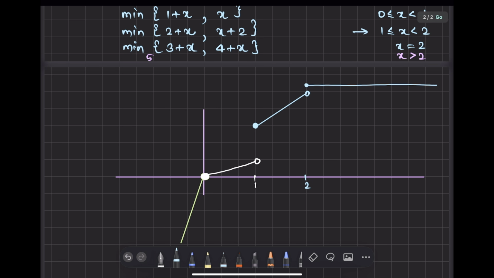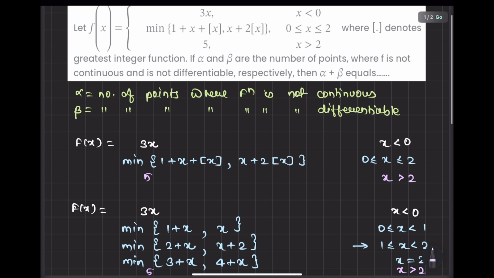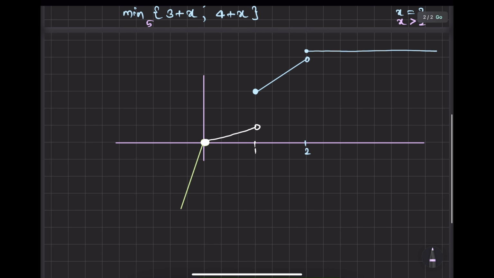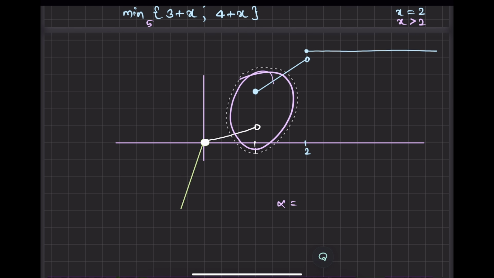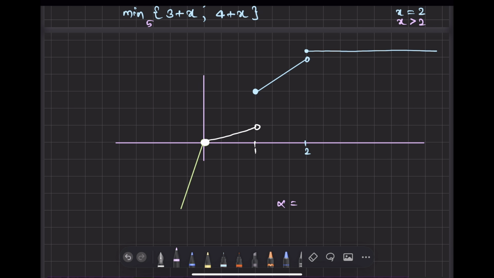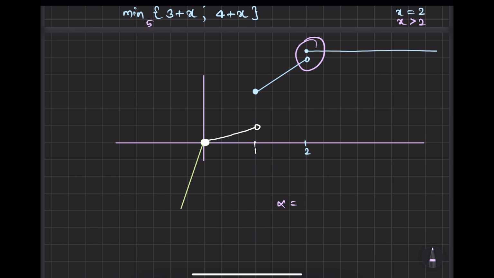Okay, now we have to answer. So focus on alpha, the number of points at which the function is not continuous. Continuous means what? If you can draw the graph without lifting the pen, it is continuous. So if you observe over here, you will lift your pen once. So it is not continuous at x equals to 1. Here also it is not continuous. So at exactly 2 points the given function is not continuous.